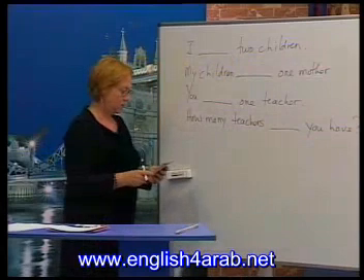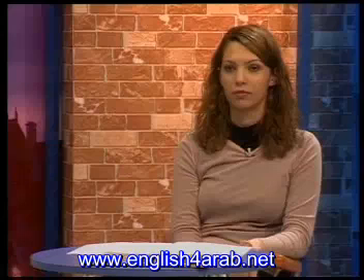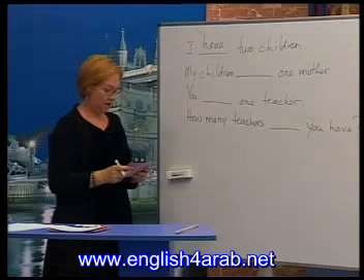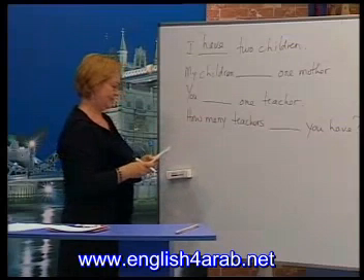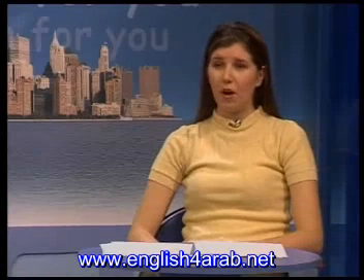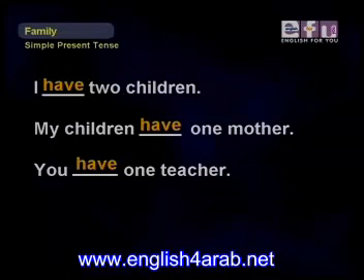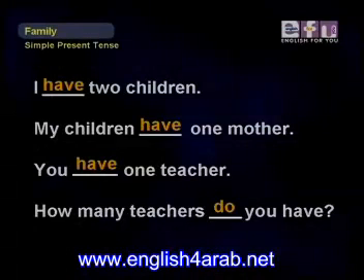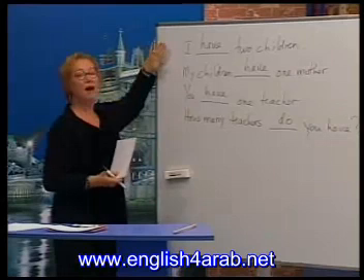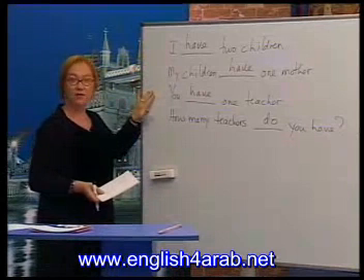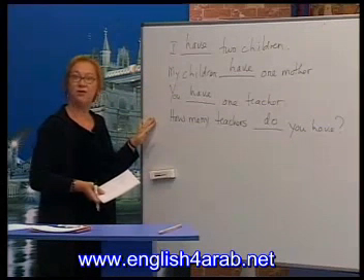Okay, now again, one by one. Lisa. I have 2 children. Yes, I have 2 children. Okay, Ali. My children have 1 mother. Oh, very good, Ali. Isabel. You have 1 teacher. Yes, you have 1 teacher. And Lisa. How many teachers do you have? Yes, good. So again, I have 2 children. My children have one mother. You have one teacher. How many teachers do you have?